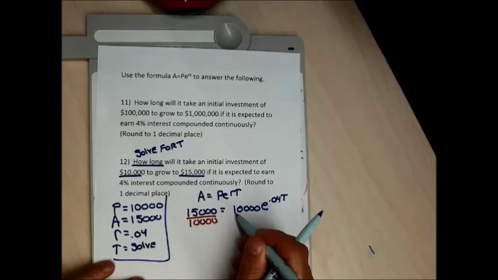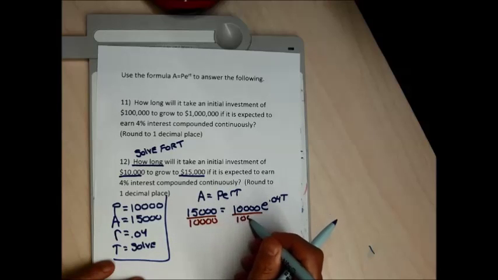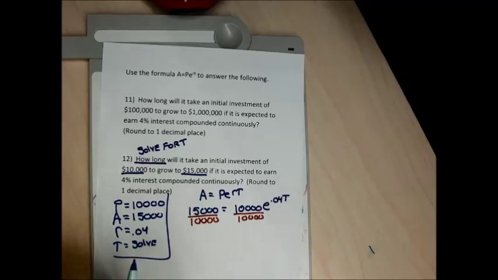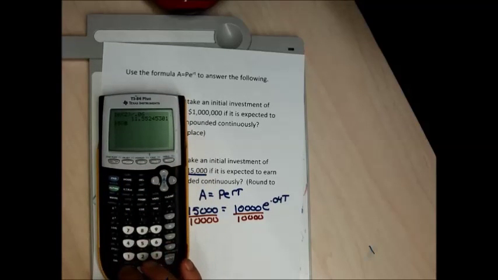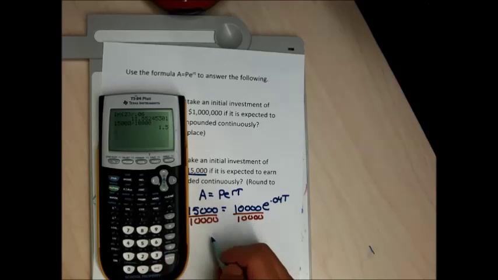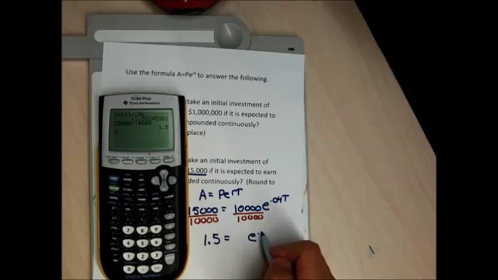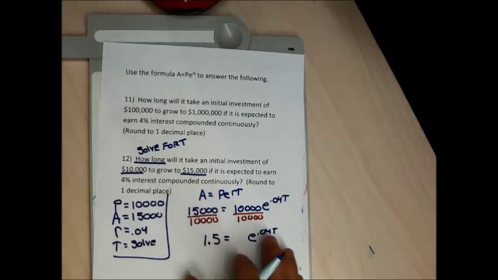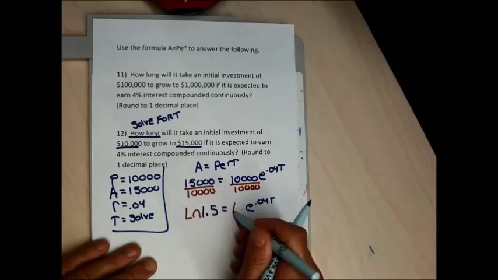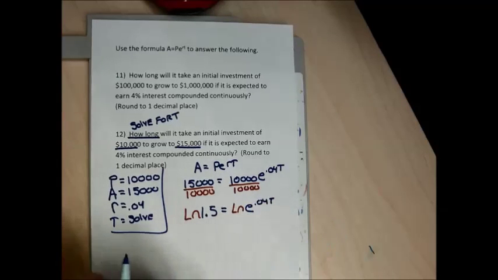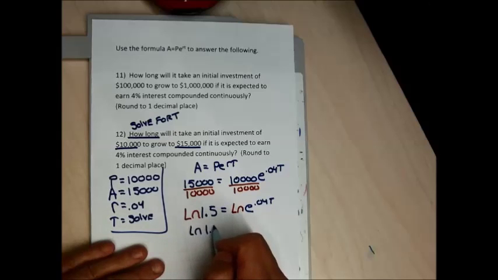And I'm going to write a decimal on the left-hand side because it's going to make my work easier to do, and I'm giving a decimal answer anyway, so there's no need to work with the fractions. So 15,000 divided by 10,000 is 1.5. So this is going to give me 1.5 equals e to the 0.04t. Essentially the same algebra that I did with just different numbers from the last problem. Now I'm going to take the natural log of both sides. I'm going to leave the left side the natural log of 1.5.